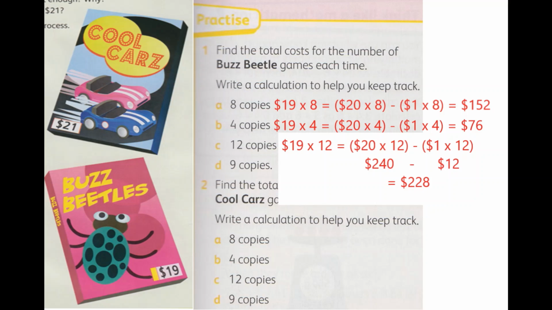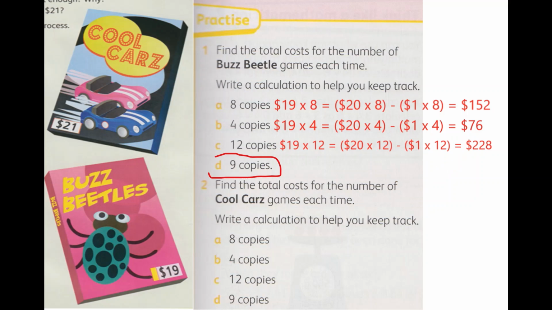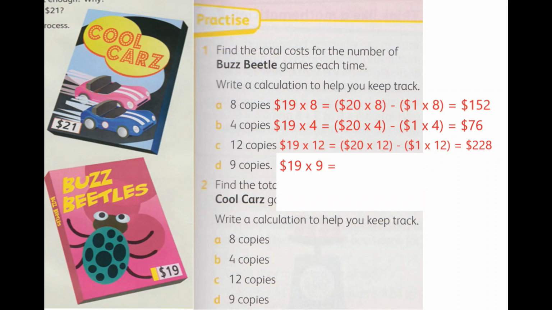Okay. Letter D, we have 9 copies. So we're going to take the $19 and multiply it by 9. Then we're going to round 19 to $20 again, times 9, and then subtract $1 times 9. So 20 times 9 is $180, minus 1 times 9, which is $9. So $180 minus $9 equals $171.